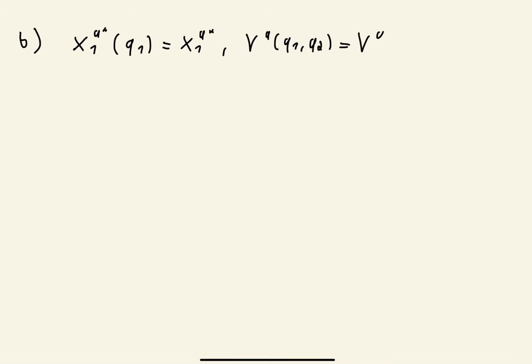So let me go here. Sub exercise B. Good. And I will use some slight abuse of notation here. X1A star, which is the optimal demand of consumer A for good 1, which was depending on Q1, I will set this equal to X1A star. Then the indirect utility function VA of Q1, Q2 will be equivalent simply to VA, just a short notation, and the same thing for consumer B, so then we have X1B star and VB.